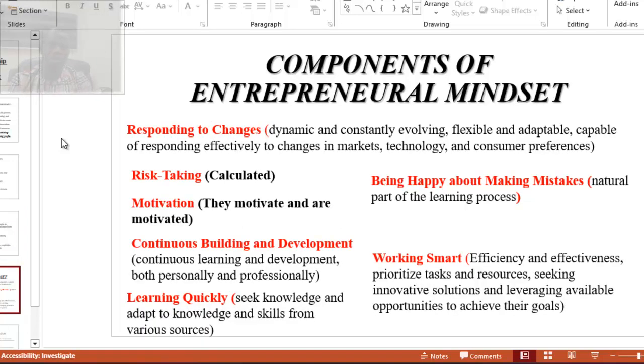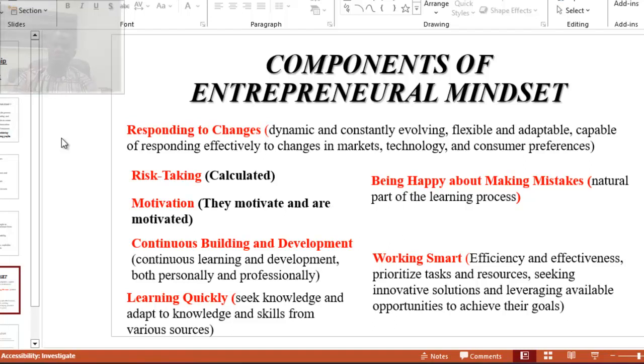Now, there are different components of entrepreneurial mindsets, right? Number one, responding to changes. Just as we said that there is nothing that is permanent in life, right? The only thing that is permanent is change, right? So in that sense, there is always a dynamism. The environment is dynamic. The business world is dynamic. The world itself is dynamic. Challenges are dynamic.